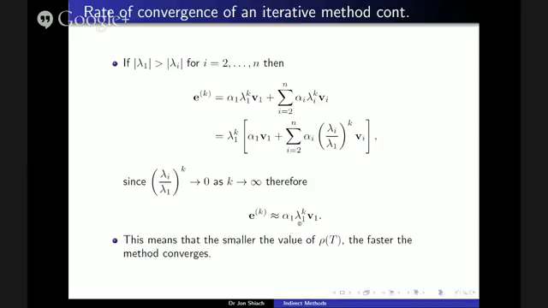So the smaller the value of lambda 1, the smaller your error. The smaller your error, the quicker your convergence. So in short, you calculate the iteration matrix for your methods, calculate your spectral radius. The one with the smallest spectral radius will converge the quickest.